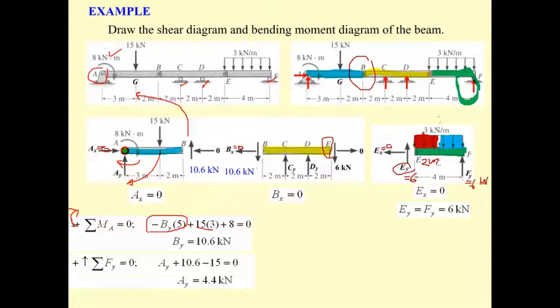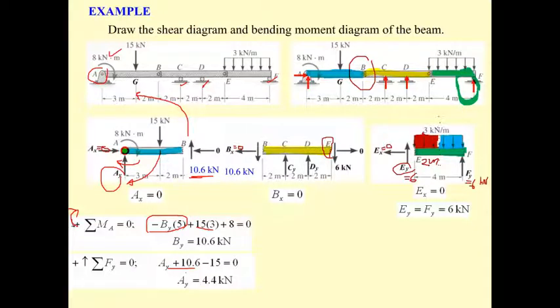And then summation of F sub y equals 0. We are going to determine the A sub y. A sub y is upward. 10.6 here is also upward, so they are plus. And minus 15 here. So A sub y is 4.4.